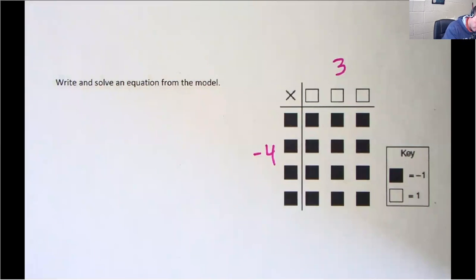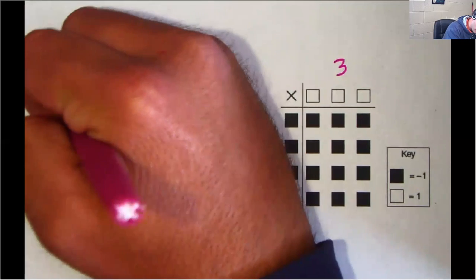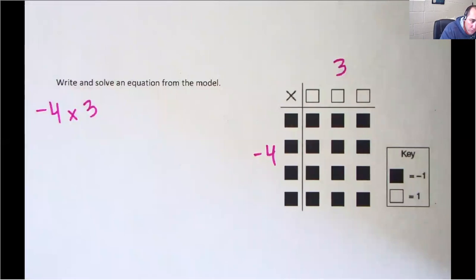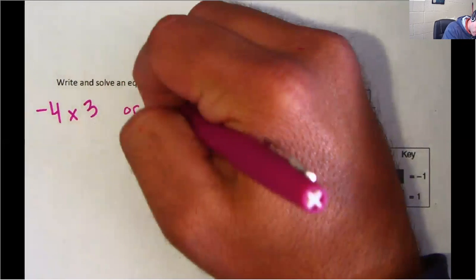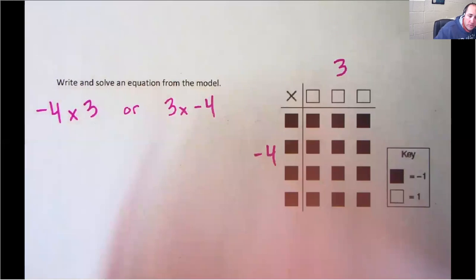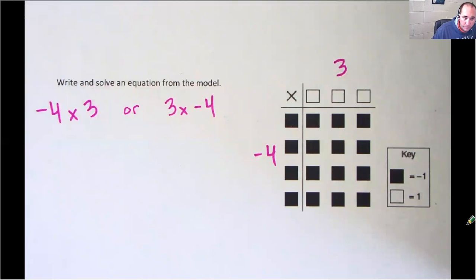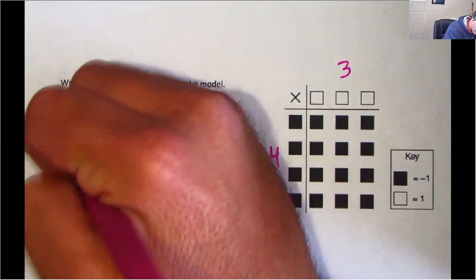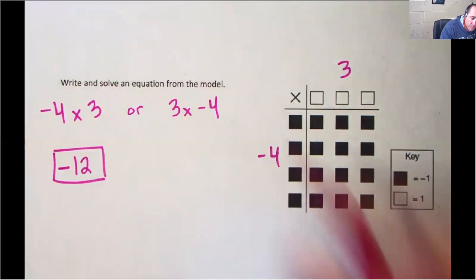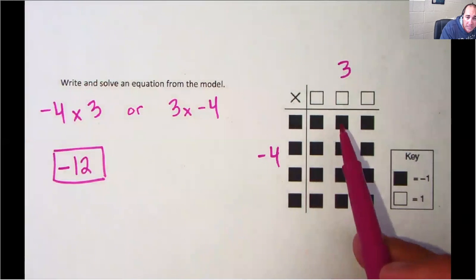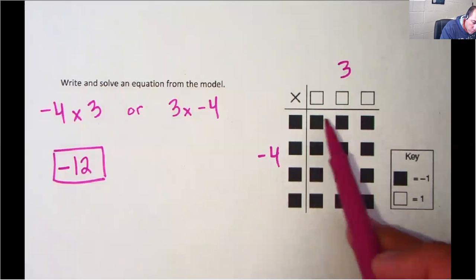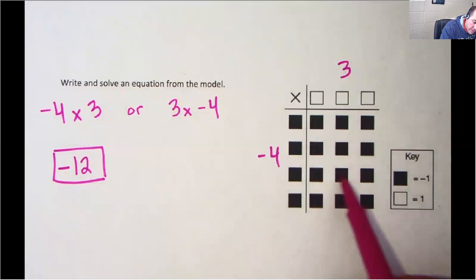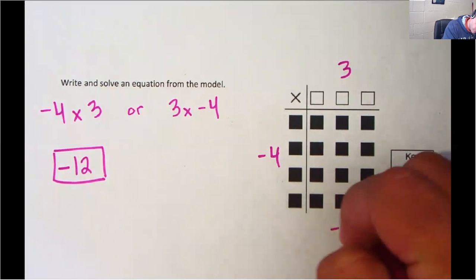So we can write an equation. You can do negative 4 times 3 or 3 times negative 4. They represent the same thing. All right. So again, what's a negative times a positive? Well, it's negative. 4 times 3 should be 12. Now, to make sure, guys, I should have 12 black squares in here to give me negative 12. 1, 2, 3, 4, 5, 6, 7, 8, 9, 10, 11, 12. There it is, negative 12.